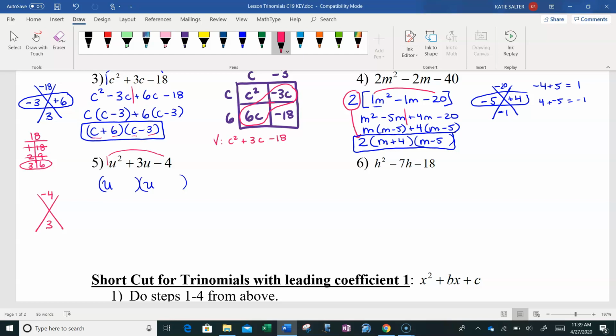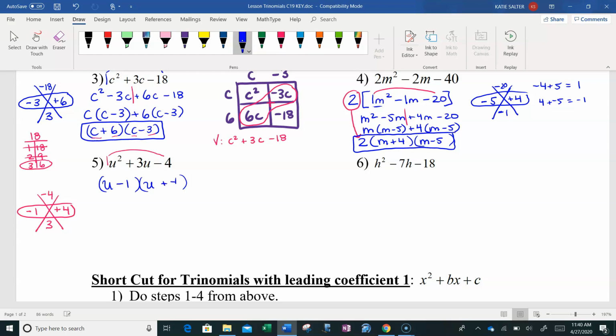What two numbers multiply to -4 but add to +3? Well, we know that if it multiplies to a negative, one of our numbers is negative and one is positive. So our factors are either going to be 1 and 4 or 2 and 2. 2 and 2 is not going to give us 3. So what if we made this -1, +4? Does that add to +3? Yes, it does. So we're going to pop those in the back.